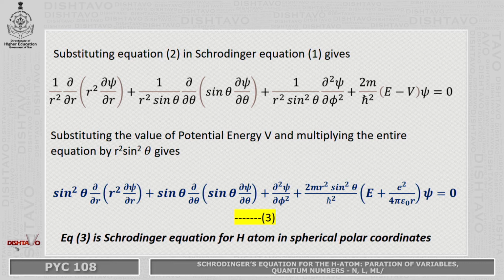Now we substitute the value of potential energy and multiply the entire equation by r square sin square theta, which will give us equation 3 as shown in blue. This equation 3 is the Schrodinger equation for the hydrogen atom in spherical polar coordinates.